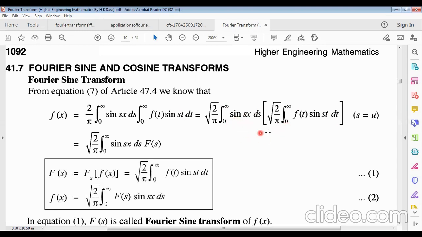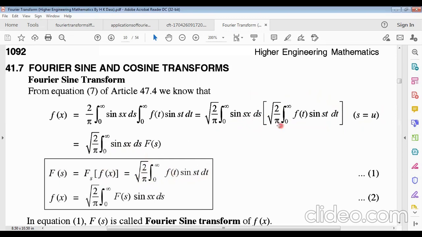Differentiating the parameters s and t, where we have used u equals s. Then this whole term can be written as root over 2 by pi, integral from 0 to infinity of sine sx ds times f of s. This is the f of s. Remember it. So f of s, the Fourier sine transform of f of x, equals root over 2 by pi, integral from 0 to infinity of f of t sine st dt.